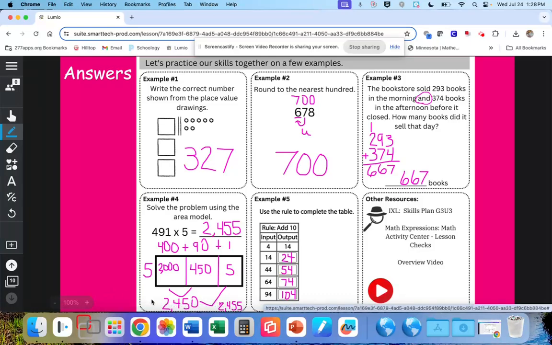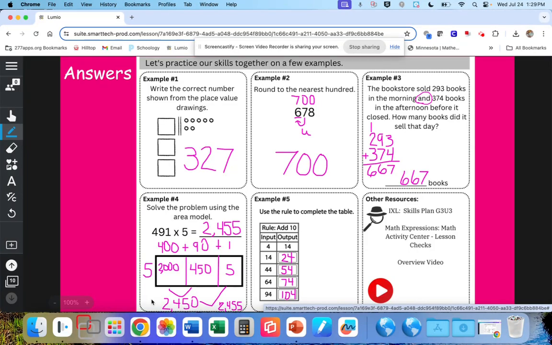The next one here, we are going to make our expanded problem 400 plus 90 plus 1 times 5. 400 times 5 is 2,000. 90 times 5 is 450. 1 times 5 is 5. We add our partial products together to get an answer of 2,455.